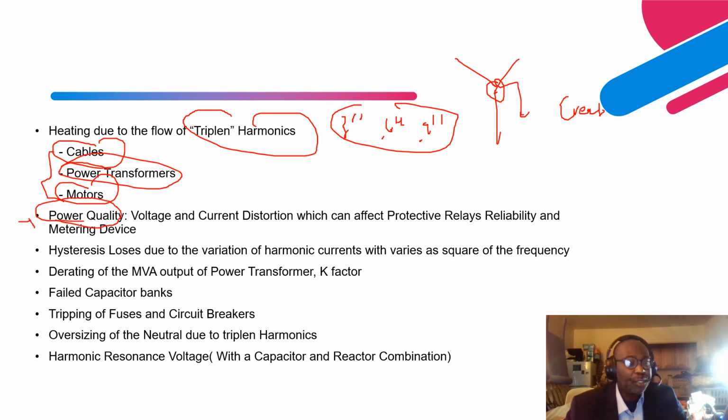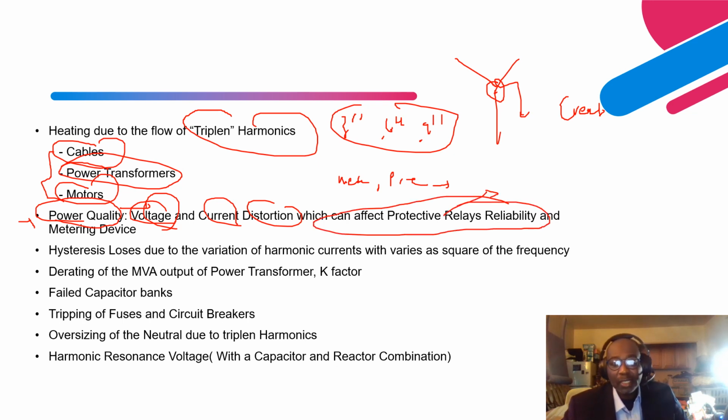Next is power quality problems, because of the voltage and current distortion. We have metering and protective relays that rely on all these voltage signals and current signals to make a decision whether to trip an equipment. But once these measuring signals are distorted, it affects their reliability. The protective relays are going to operate spuriously and create nuisance tripping because they are not measuring the true replica of the voltage and current signal. Also, the metering devices are not going to produce the correct measuring indication of voltage and current in the power system network.